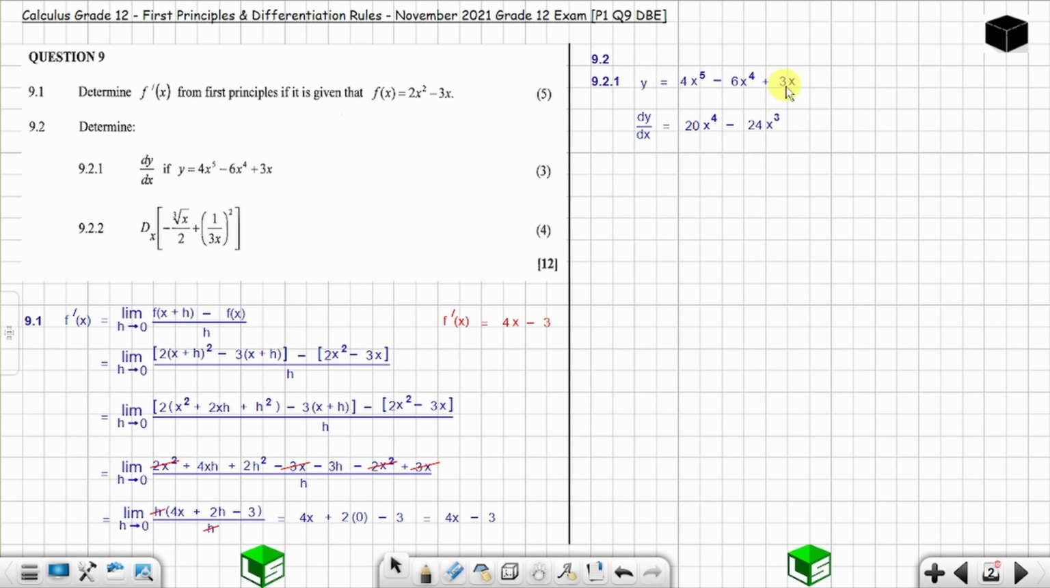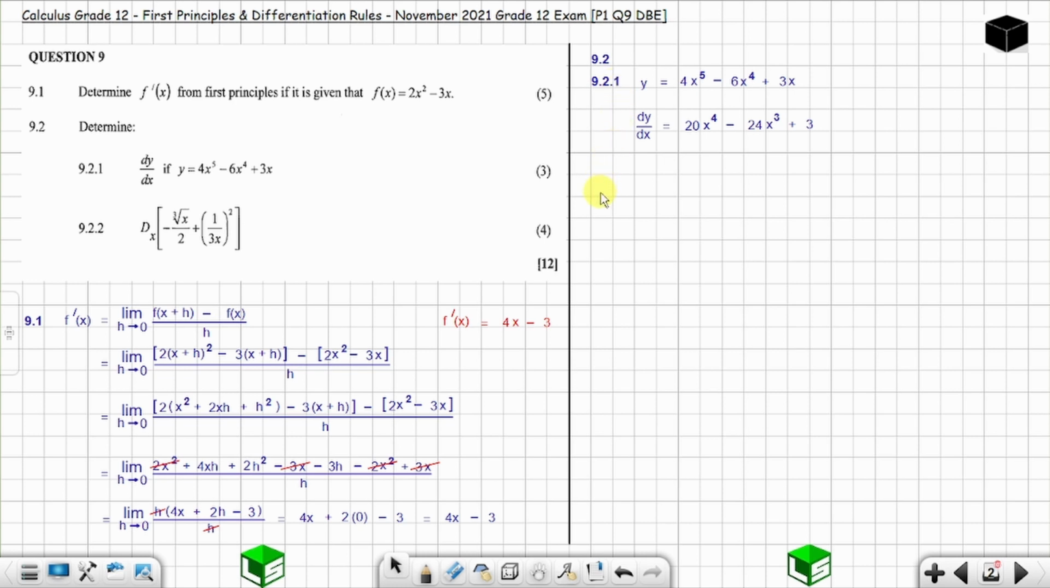Let's carry on. The coefficient is 3 and the exponent is 1. There is an invisible 1. So you have 1 times 3, which is plus 3, times x to the power of 1 minus 1. You subtract 1 from the exponent, which gives x to the power of 0, and anything to the power of 0 is 1. So you have 1 times 3, which is 3. So the final answer is this. This is the answer to question 9.2.1.